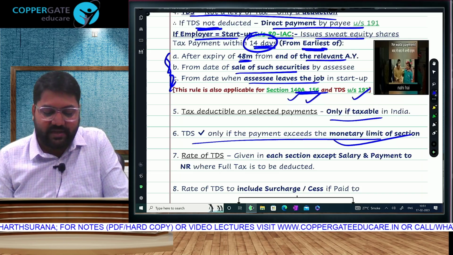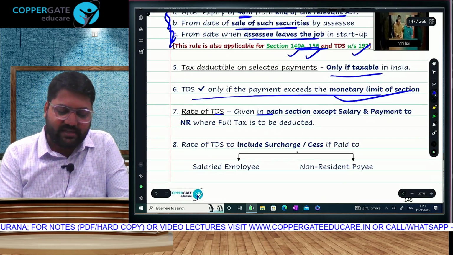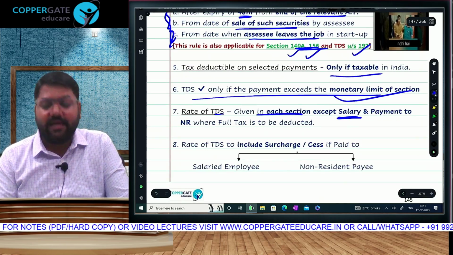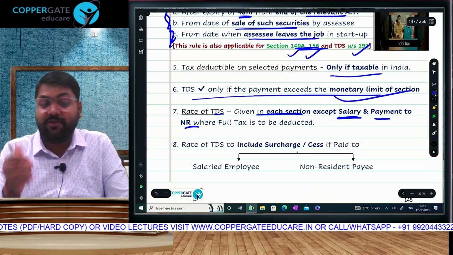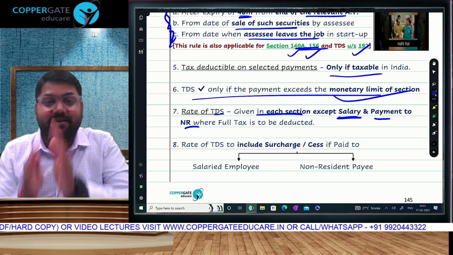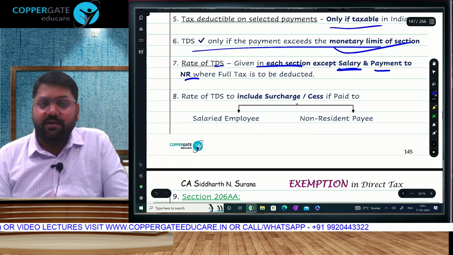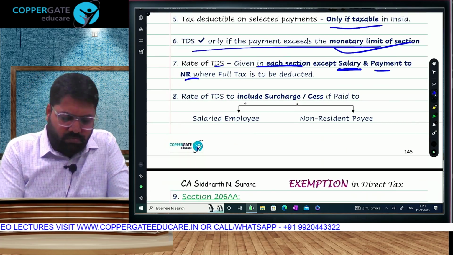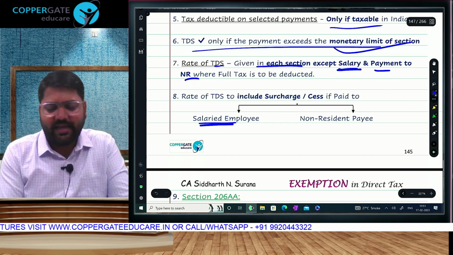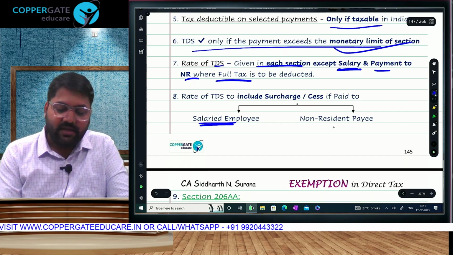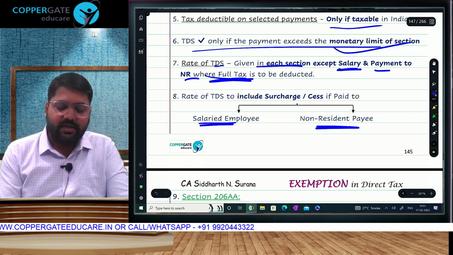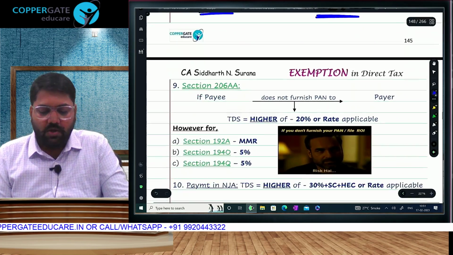TDS is not a levy of tax. It is only a deduction of tax. Every section will give us the rate of TDS except salary, where it is full tax, and payment to non-resident, full tax. Tax equal to TDS, TDS equal to tax. Will we also deduct surcharge and cess? Normally no, but in salary payment, because full tax, and non-resident payment because full tax, then we will have to take surcharge and cess also.